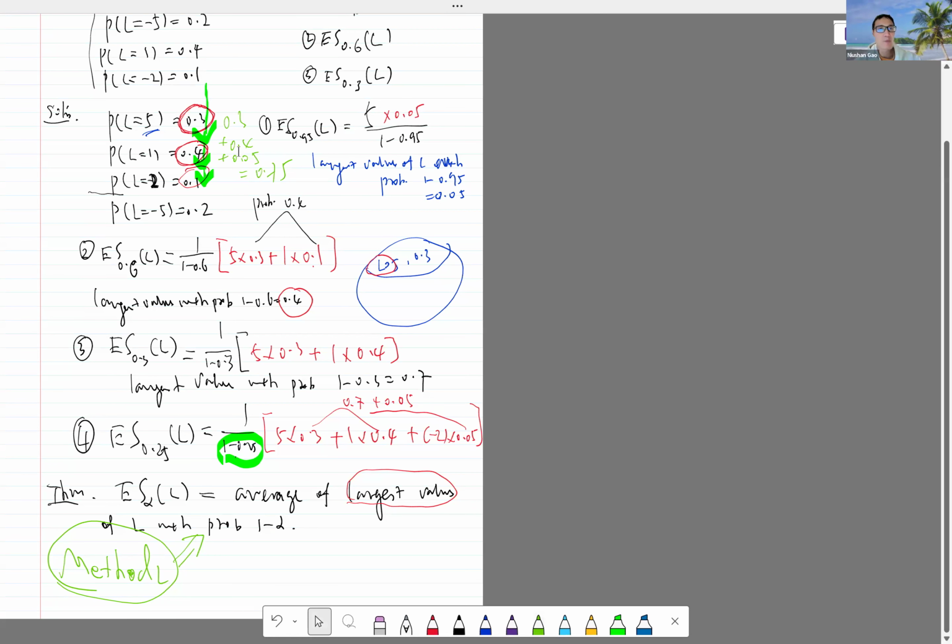So I only take 0.05 of it. So for the largest value 5, I use it fully for probability 0.3. For the second largest value 1, I use it fully for probability 0.4. For the third largest value -2, I use it for partial probability, only probability 0.05. Now add together, you have probability 0.75, right?